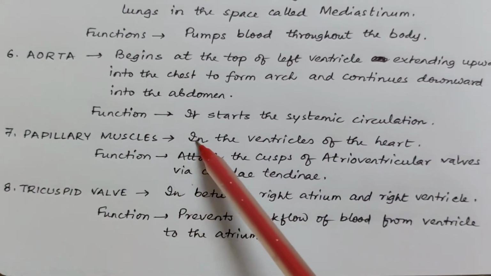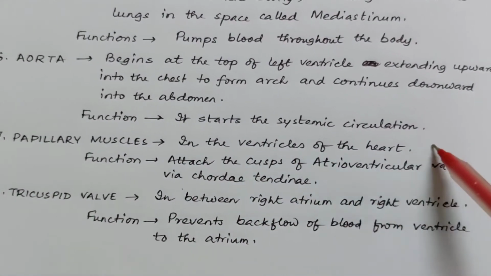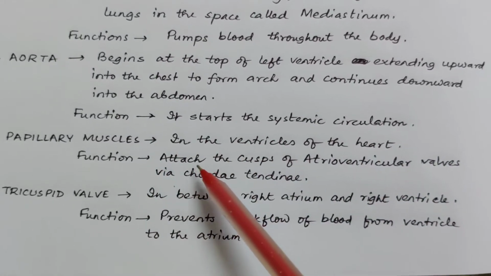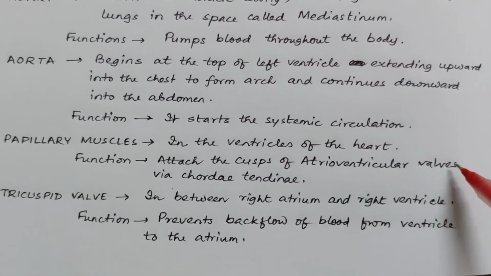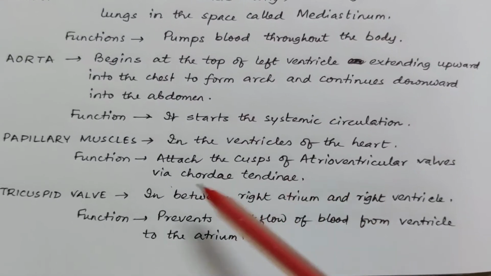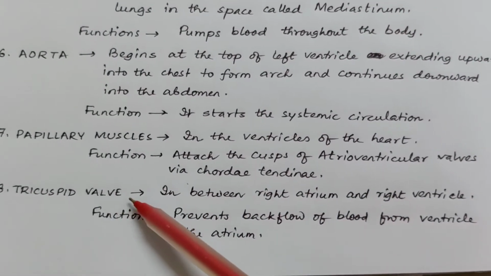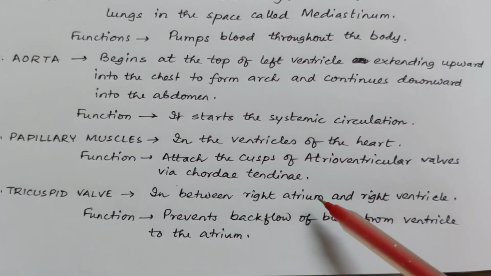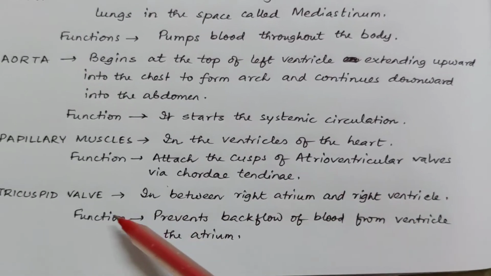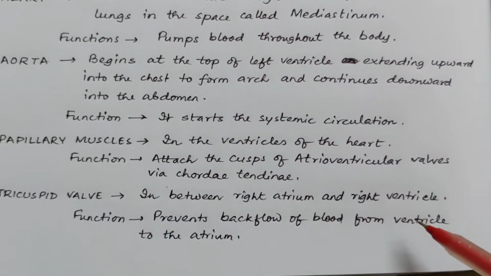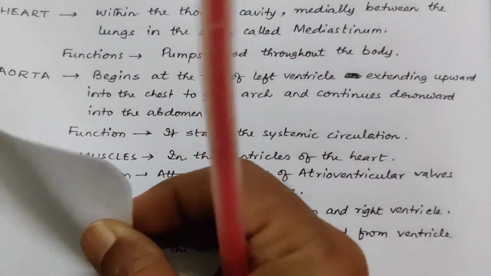Seven is papillary muscles. It is present in the ventricles of the heart. Its function is to attach the cusps of atrioventricular valves via chordae tendineae. Then tricuspid valve. It is present in between the right atrium and right ventricle. It prevents backflow of blood from ventricle to the atrium.